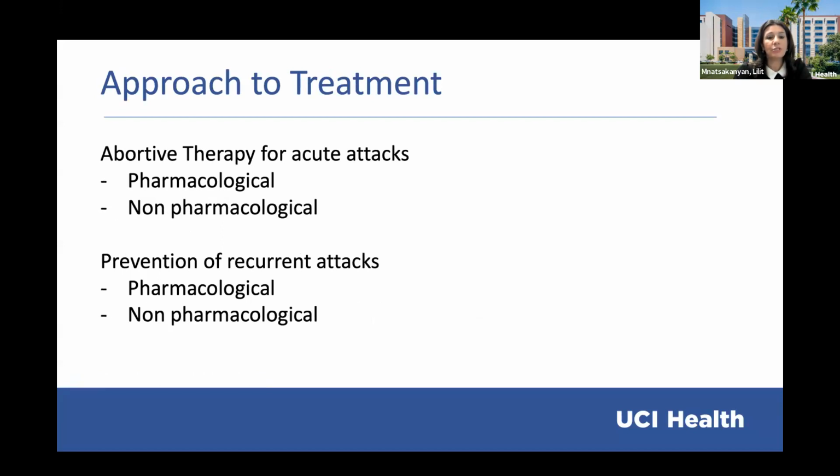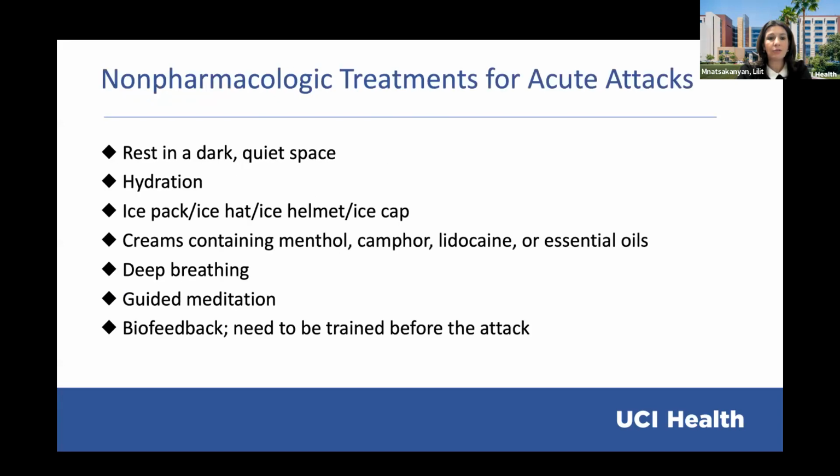And approaching the treatment starts with understanding, is this episodic migraine with only acute attacks, or are we dealing with a more chronic migraine with the need for preventive therapy. So the therapy is divided into abortive therapy, that could be pharmacological therapies and non-pharmacological therapies, and then preventive therapies that can include both, again pharmacological therapies and non-pharmacological therapies.